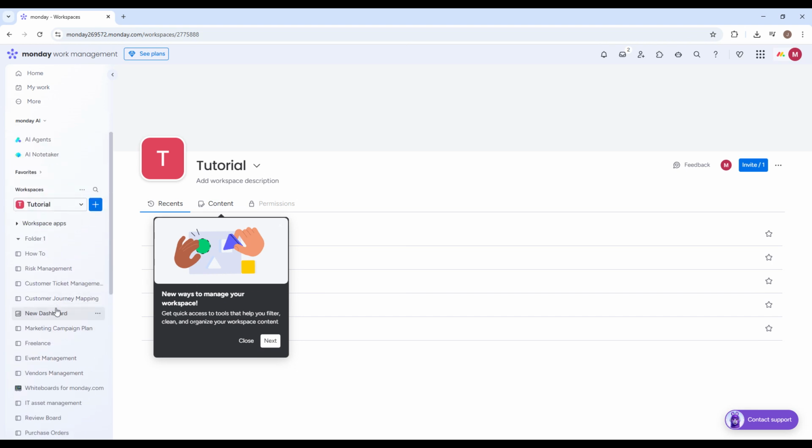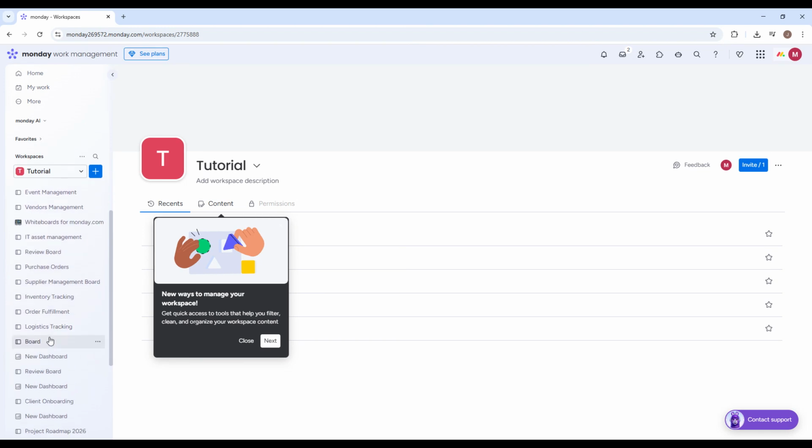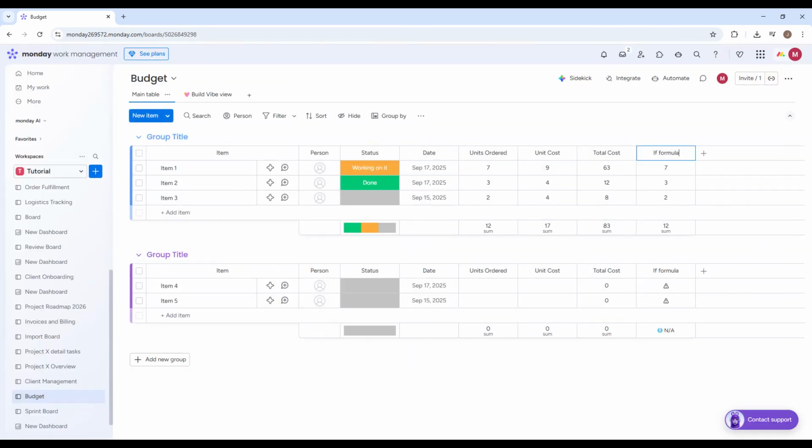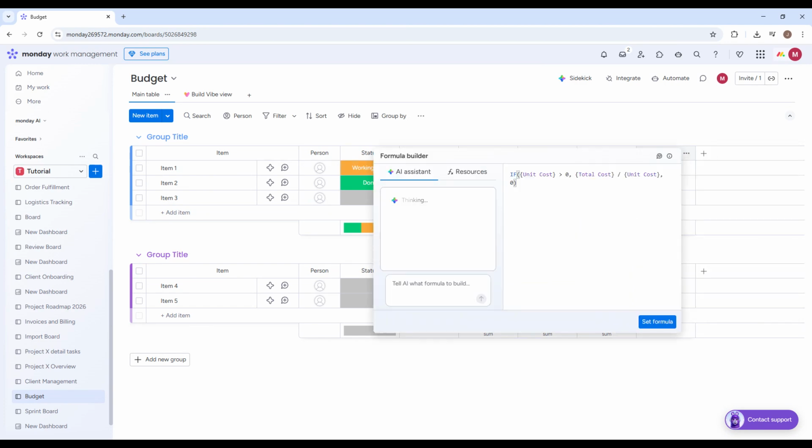Now, the first thing to verify is the syntax. IFERROR formulas need to be written correctly, and even a small typo can cause the formula to fail. Look closely at the structure of the formula and make sure the parentheses are balanced, the commas or separators are in the right places, and the formula is written in a format Monday.com understands. If something is missing or misplaced, the system may return an error instead of the result you expect.